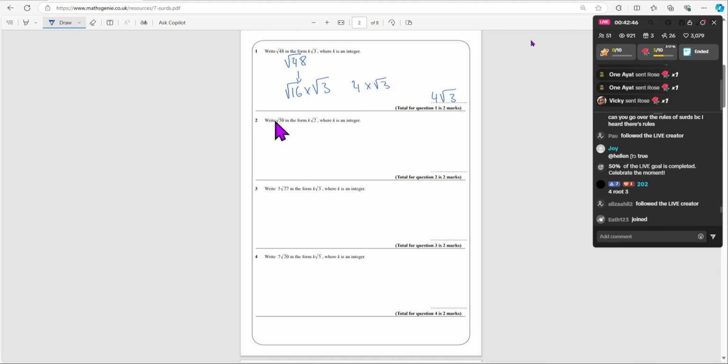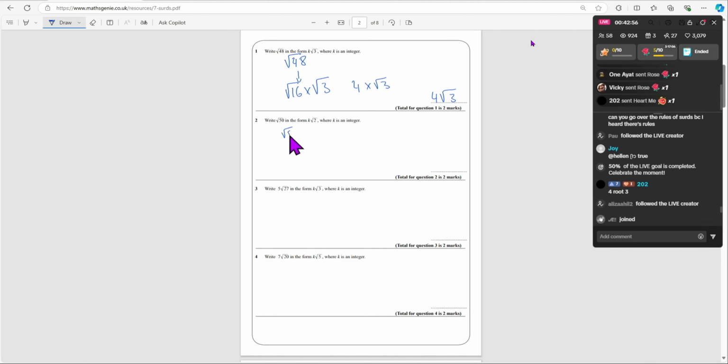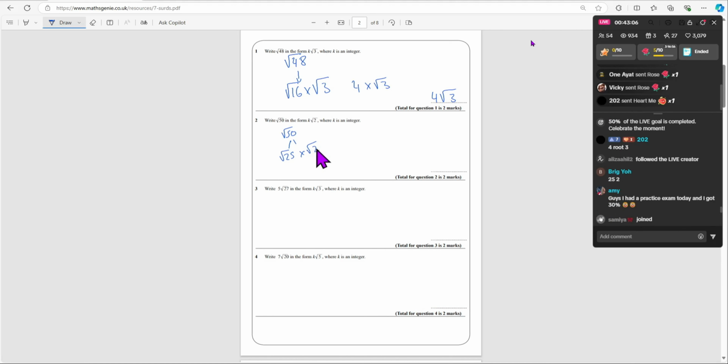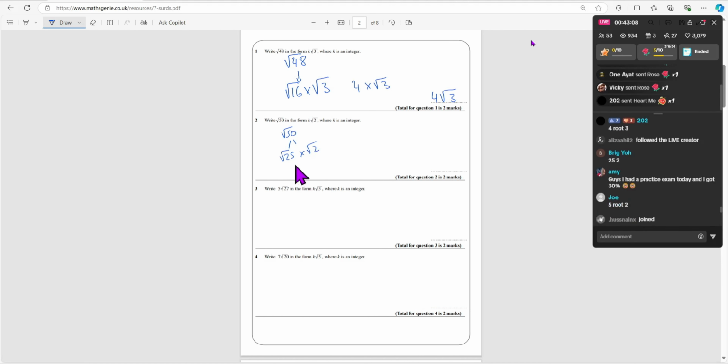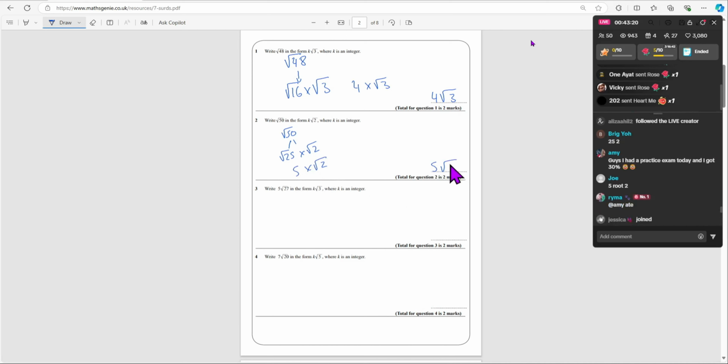So I'm going to do one more example. We have to write the square root of 50 in the form k root 2. We know that the square root of 50 can be written as the square root of 25 times the square root of 2, okay? Now we know that we can simplify the square root of 25. The square root of 25 is 5, times the root 2. So we're going to get an answer of 5 root 2.